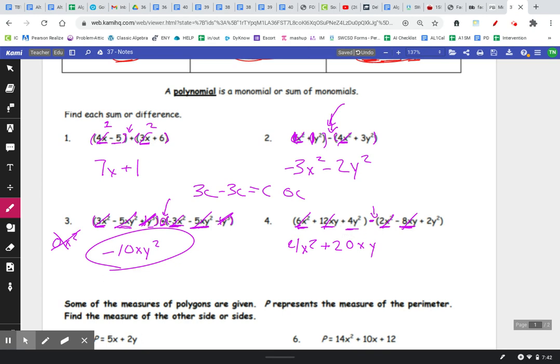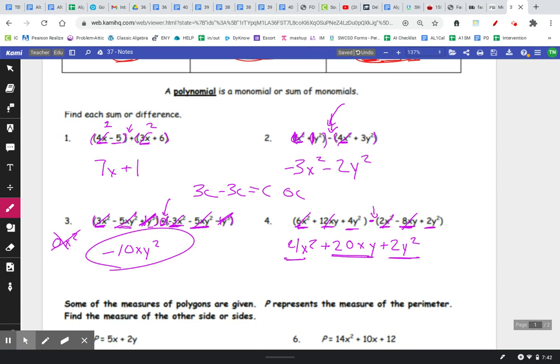Last piece, y squared. 4y squared and 2y squared. They're both positive. It's saying do 4 minus 2. That's a positive 2y squared. My answer is a trinomial. Trinomial because it has 1, 2, 3 pieces that are separated by plus or minus signs. I can't combine any of these 3 pieces because this is an x squared, this is a y squared, and this is an xy. All 3 of those are unique.